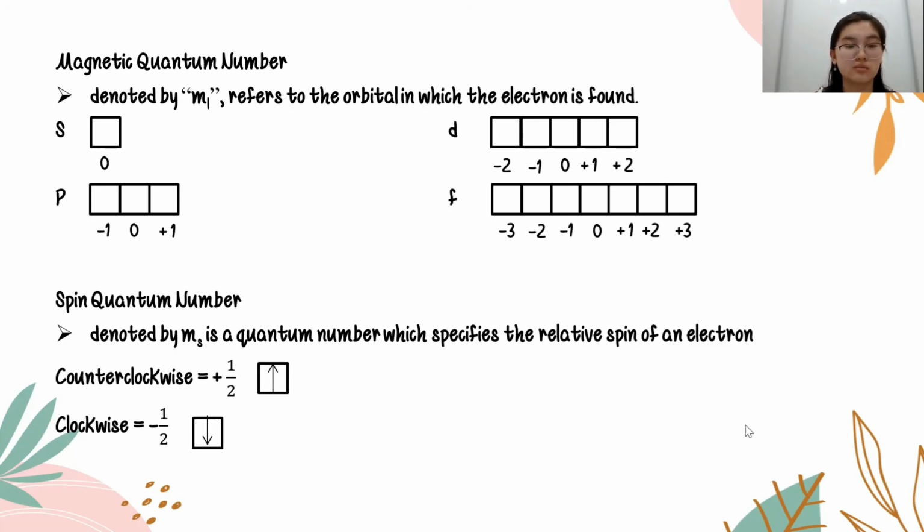And the spin quantum number, denoted by ms, is a quantum number which specifies the relative spin of an electron. If it's counterclockwise, it becomes positive half or 1/2. Then if it's clockwise, it's negative 1/2 or negative half.